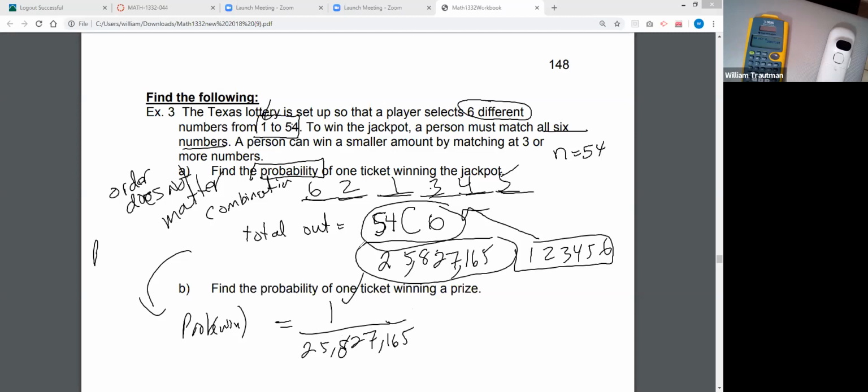So if everybody pays $1, you can buy all 25 million tickets and you'll be a winner. You buy 25 million tickets for $1 each, and you win 10 million. Boy, you just messed up big time. So the probability is the desired outcome. There's one winning ticket. There's one way of getting those six numbers, and you can get them in any order you want. And the combination is 1 out of 25 million. Wow.